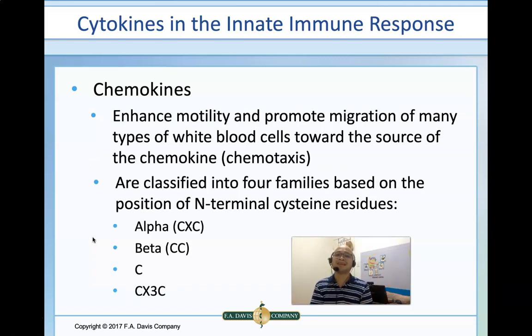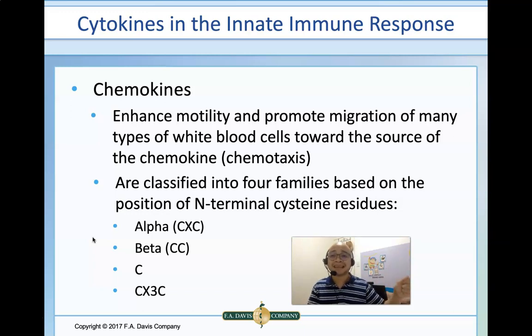Now let's talk about chemokines. We're still under the topic of cytokines present in the innate immune response, or natural response. Chemokines enhance motility and promote migration of many WBCs toward the source of the chemokine, or toward the source of chemical stimuli. We call this chemotaxis. If WBCs are attracted toward a certain chemical stimulus, we call it chemotaxis.